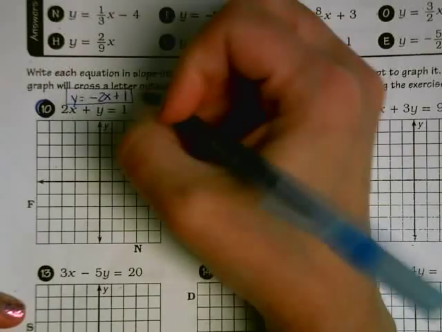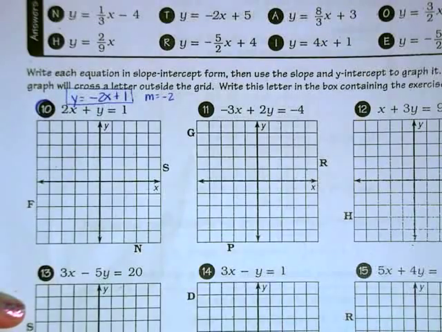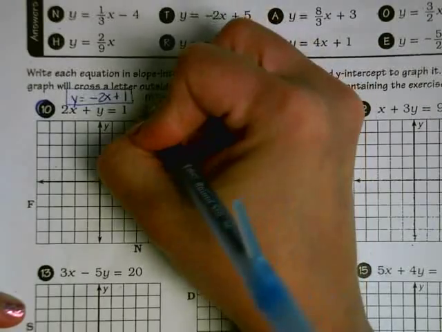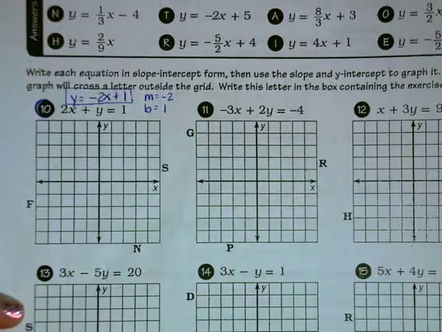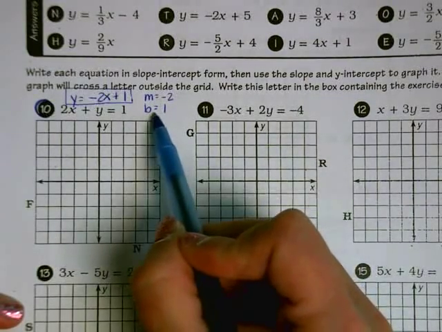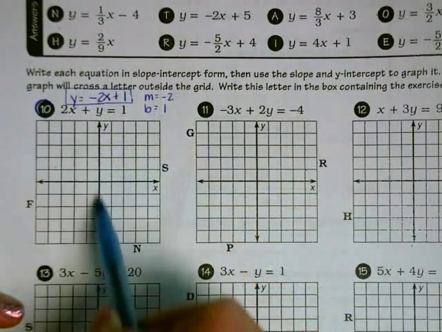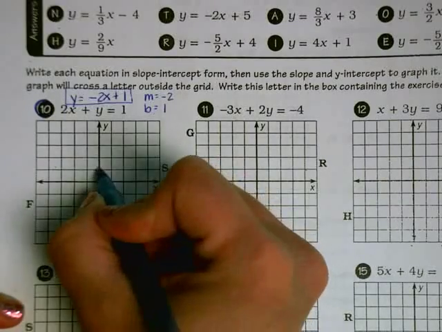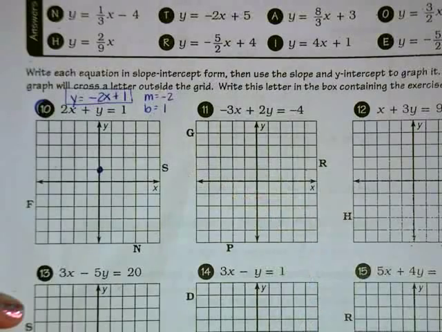So what is our slope? Our m is negative 2. It's the number in front of the x, the coefficient. And the b, the y-intercept, is 1. So what's our process of graphing this now? We begin with the b. The b stands for the y-intercept. So that's where this line hits the y-axis. So where does it hit the y-axis? At 1, when y is 1. That's our b. We begin with the b.